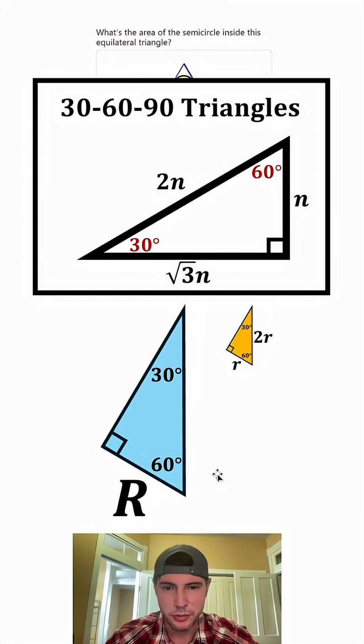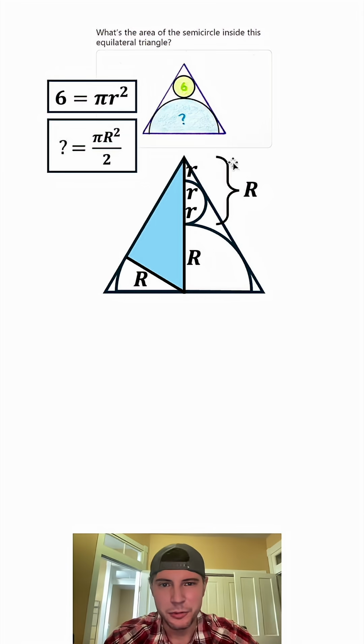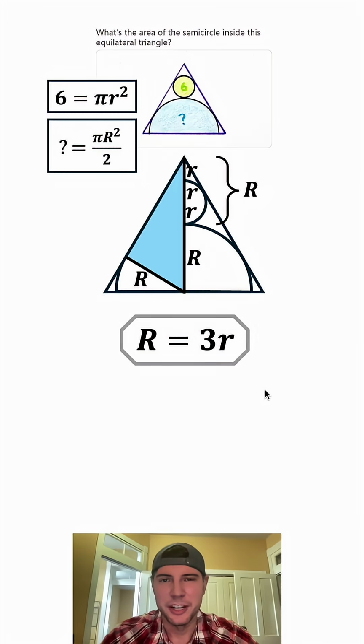So this distance will be 2 big R. So this whole distance is 2 big R. This is 1 big R, which leaves 1 more big R right here. And this is the relationship we wanted. We have big R is the same thing as 3 little r. This looks important. Let's put an irregular octagon around it.